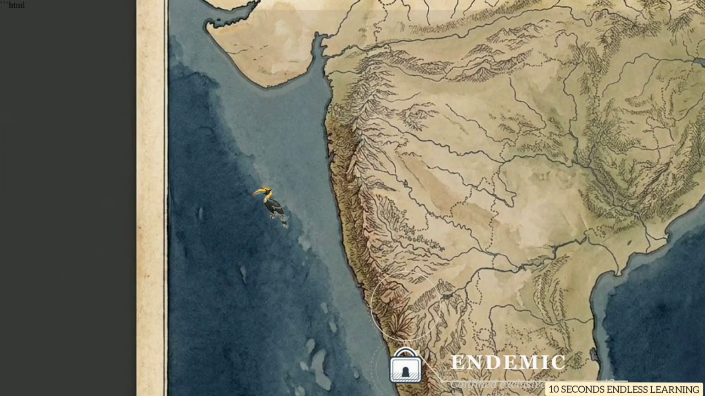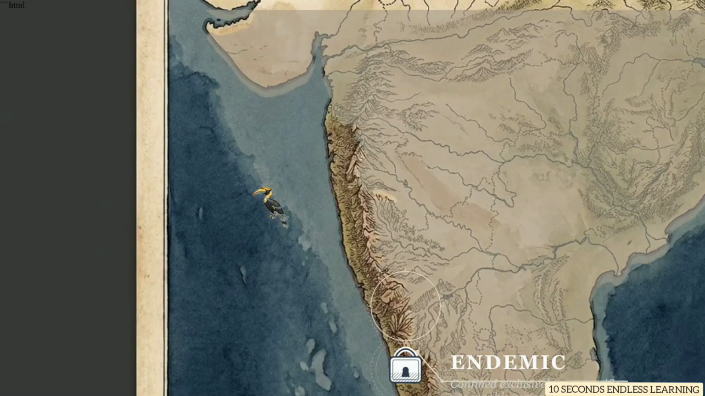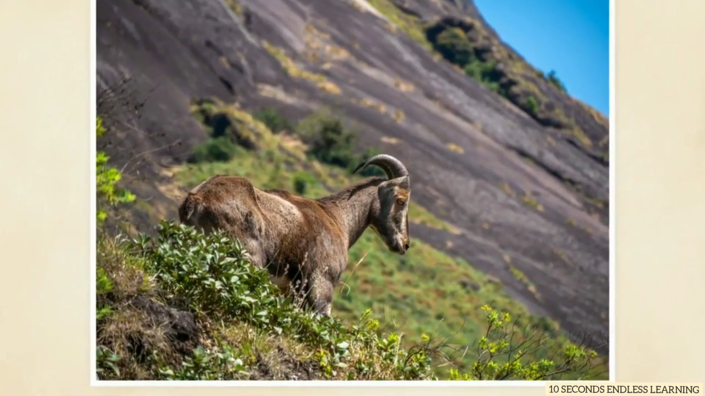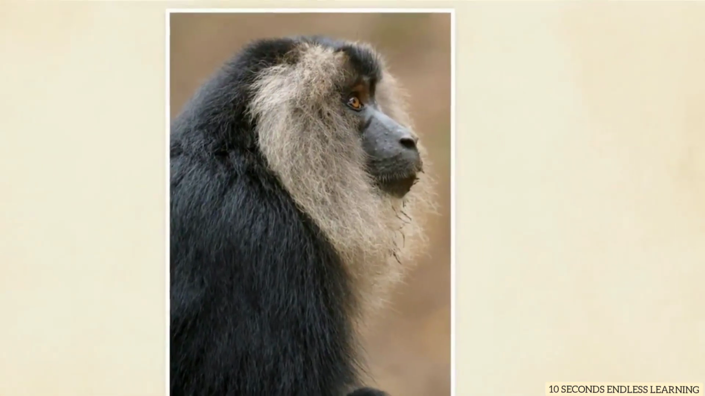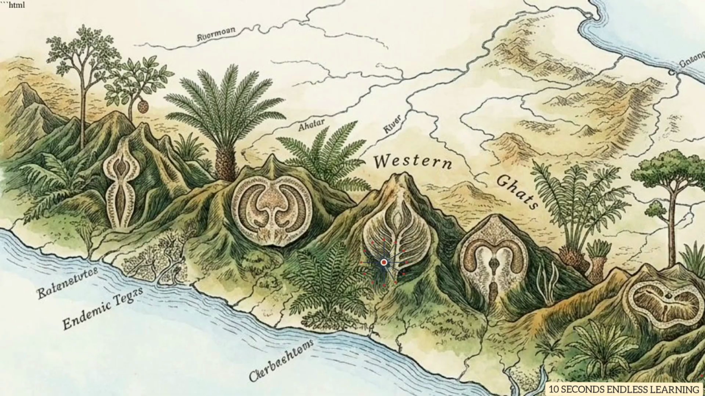For your exams, remember this strict definition. An endemic species is restricted to one specific geographical region and is found naturally nowhere else. The Nilgiri tahr and the lion-tailed macaque are perfect examples of species endemic to India.